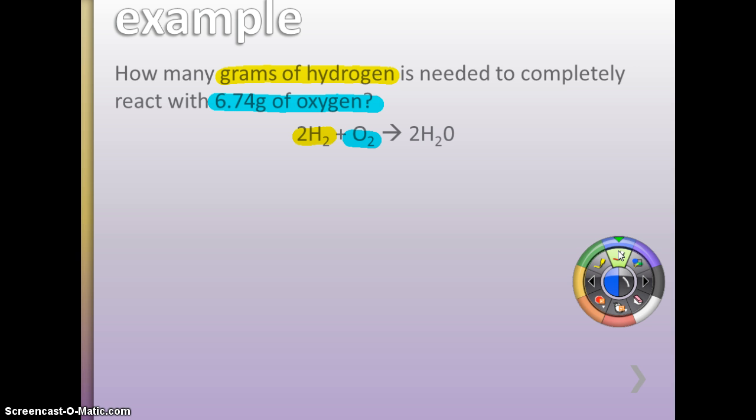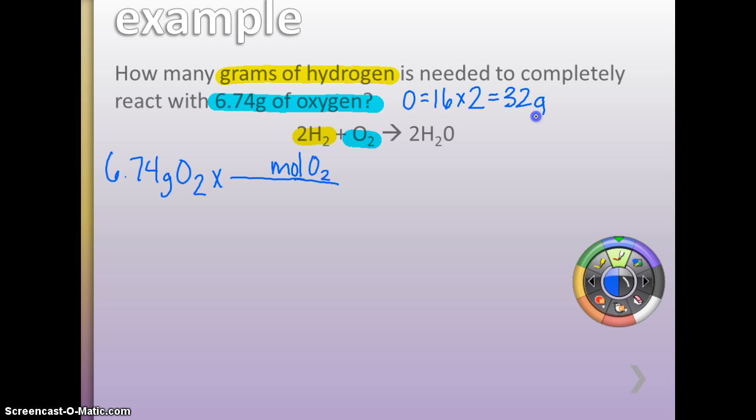So write down what you have been given. 6.74 grams of oxygen. Grams always needs to be turned into moles. Since we have grams, we're also going to have to find the what? Molecular mass of oxygen. So oxygen weighs 16. We have 2 of them. That makes it 32 grams. So molecular mass is always opposite 1 mole.